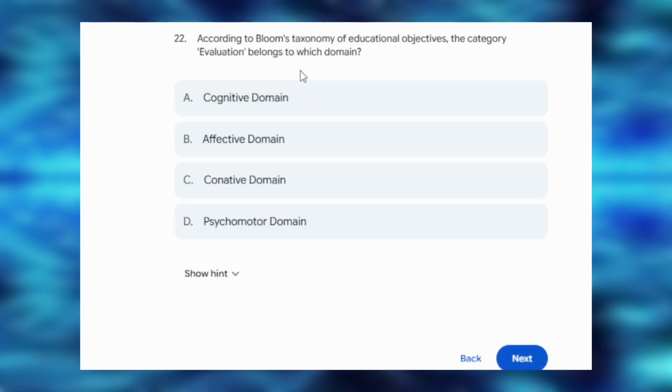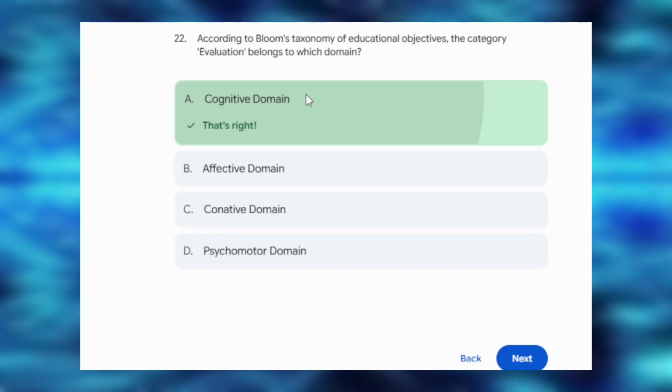According to Bloom's taxonomy of educational objectives, the category evaluation belongs to which domain? Evaluation belongs to the cognitive domain.